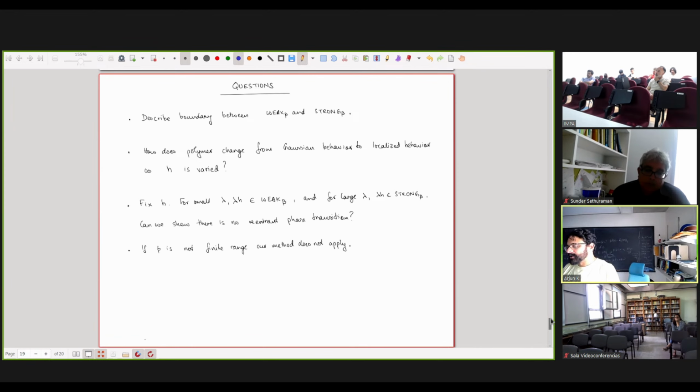And the other problem is that if P is not finite range, then our method does not apply to establish strong disorder. For example, in particular, if P is Gaussian, then biasing this P with a drift doesn't really change P. It remains Gaussian. So the bigger the drift you add to a Gaussian, the more it stays the same.